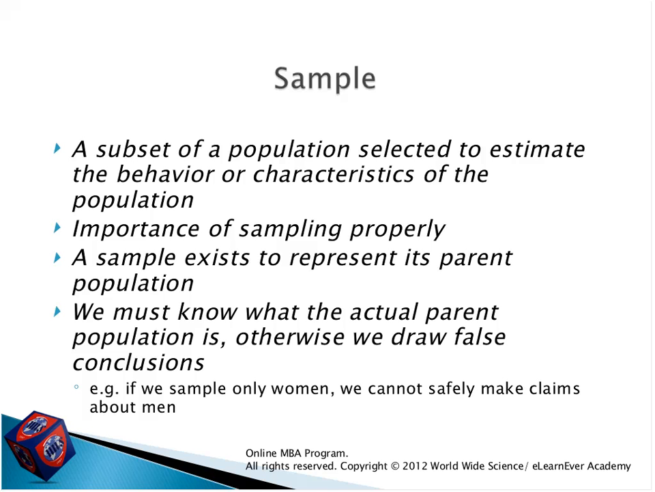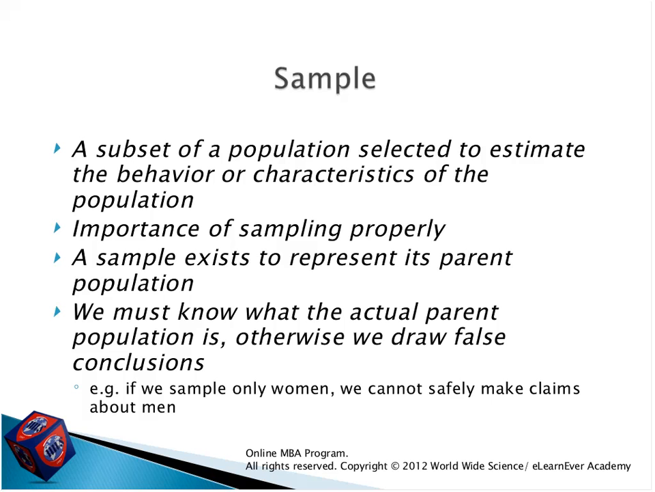Here we can say that the parent population is public sector companies, for example, in Afghanistan. We must know what the actual parent population is, otherwise we draw false conclusions. So here again, when you choose your population, you should know the characteristics of this population, so that after that you can understand which sample can be related to this population. So first we should define our research question, and then we should find the population related to this research question, and after that narrow down and find our sample.